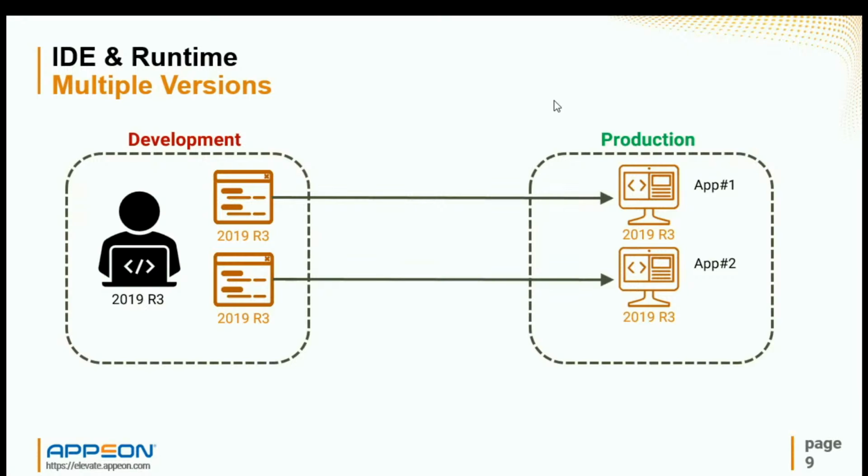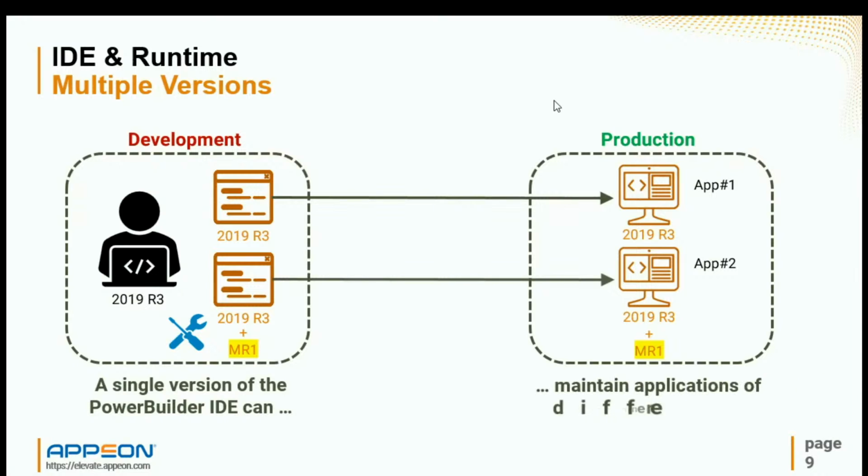Here we have the base revision number 3 for application number 1 and application number 2. A maintenance release comes out, and we pick up the new runtime, maintenance release number 1. Notice we can then push that over to production just for application number 2. Application number 1 doesn't use that particular PowerBuilder feature maintenance release number 1 was fixing, so we can leave that runtime alone in the production environment. So again, a single version of the IDE can maintain applications of different runtime versions.